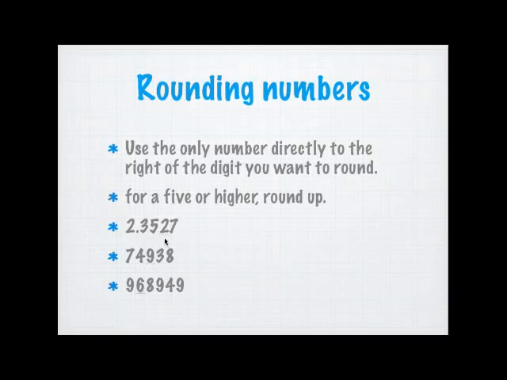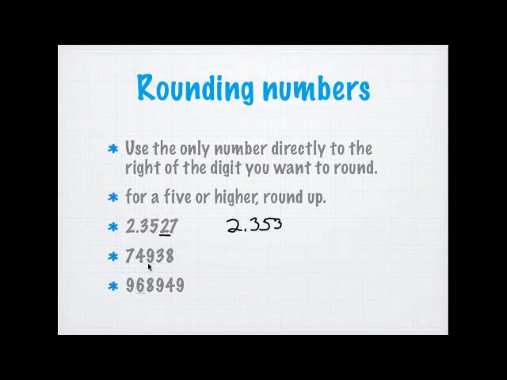In this first example, 2.3527, if you look carefully, the 2 is underlined. So we want to round it to that place. The 7 means we round up. So it's 2.353. Easy.